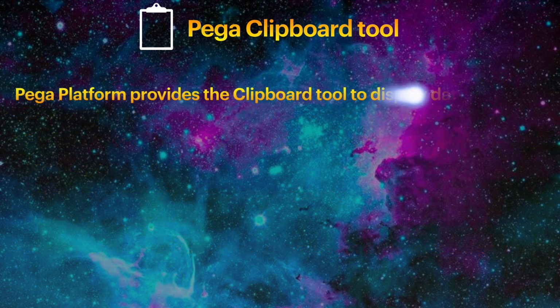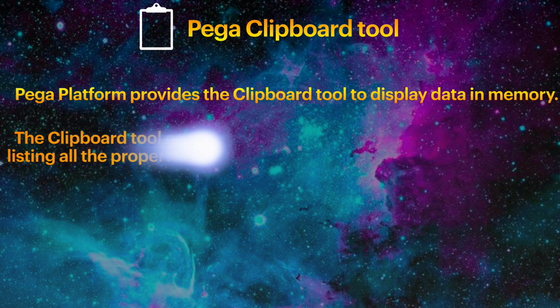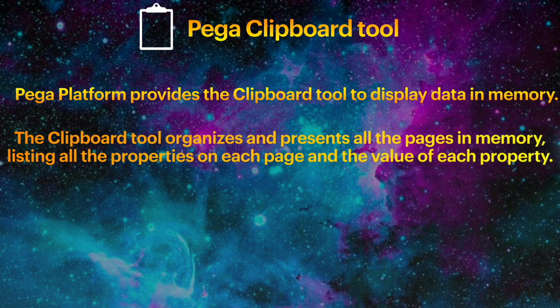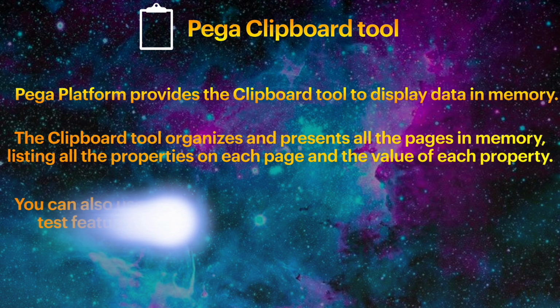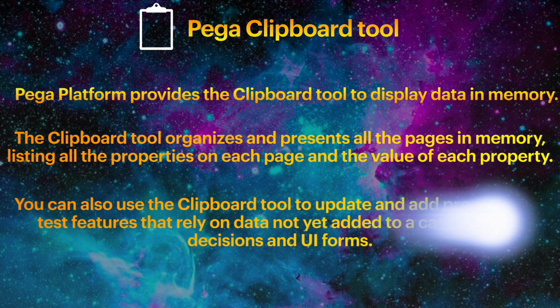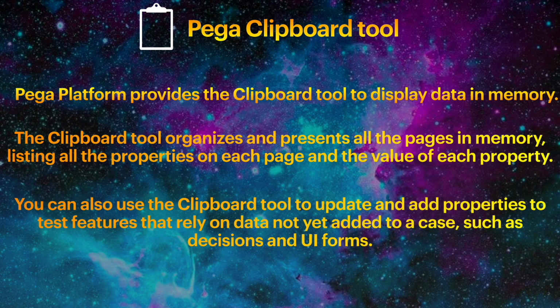Pega Platform provides the clipboard tool to display data in memory. The clipboard tool organizes and presents all the pages in memory, listing all the properties on each page and the value of each property. You can also use the clipboard tool to update and add properties to test features that rely on data not yet added to a case, such as decisions and UI forms.